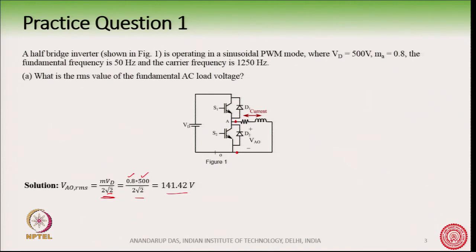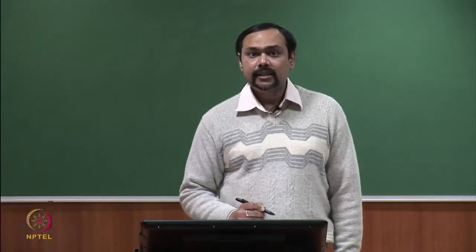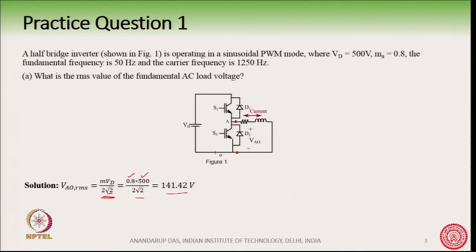Of course, you should note that in this VAO voltage, there is a DC component and there is also a switching frequency component. Switching frequency means this 1250 hertz; these 1250 hertz components are present in the output voltage or pole voltage, but we are only concerned here about the fundamental voltage. Since the fundamental frequency is 50 hertz, this 141.42 volt is the 50 hertz component.